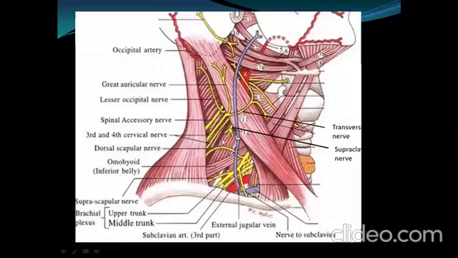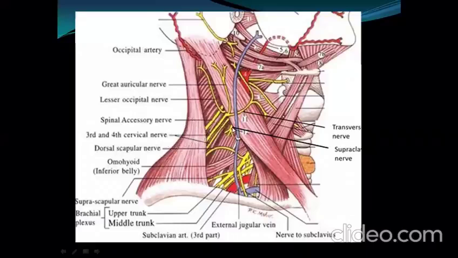So the next content is the third and fourth cervical nerves. Here you can see these are the third and fourth cervical nerves. This arises from the cervical plexus. It runs downwards and laterally, parallel to the spinal accessory nerve, and it disappears deep to the trapezius muscle, and it mainly innervates the trapezius and the levator scapulae muscle. So they mainly carry the proprioceptive sensation from these respective muscles.